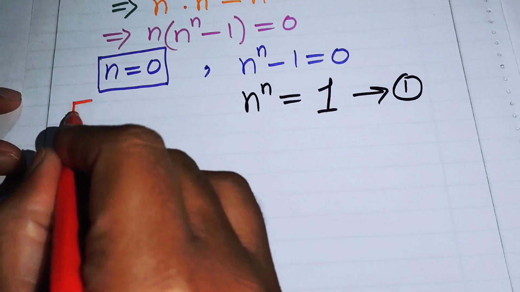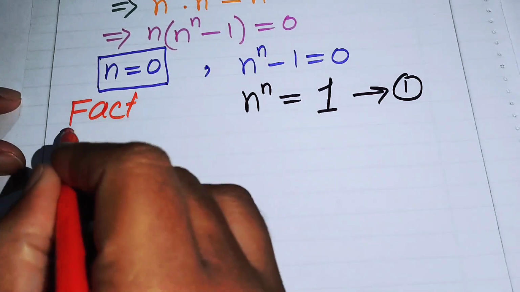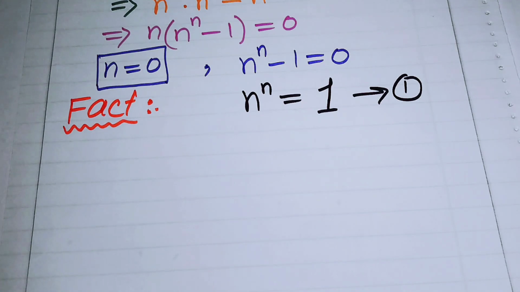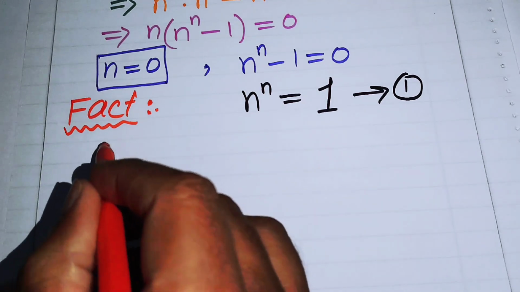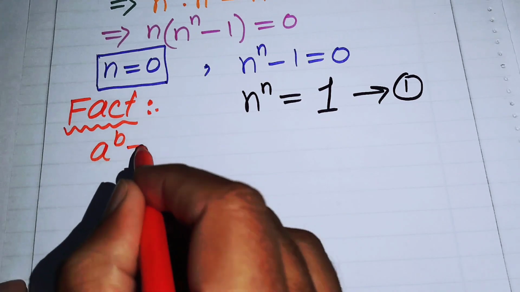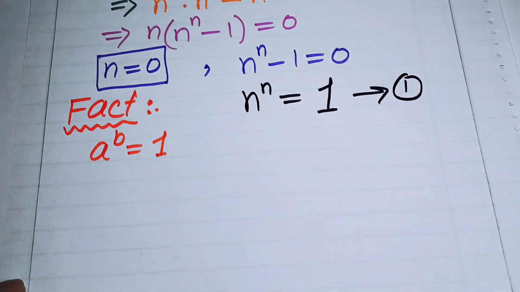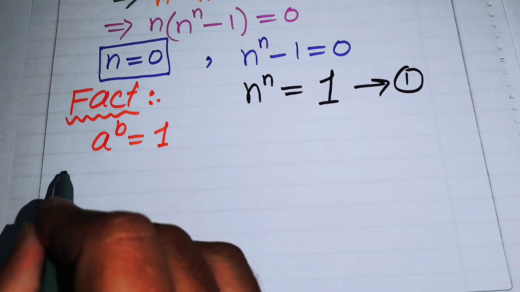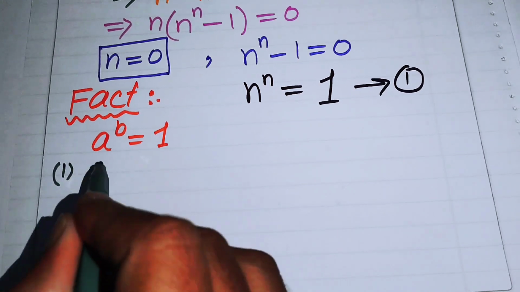Here we will use a nice important fact, and we can then move towards the solution. So first I can introduce this fact. According to this fact, if you have an expression in this form, a to the power of b equals 1, then we write the solution of this expression, and you know that we have three solutions of this equation.